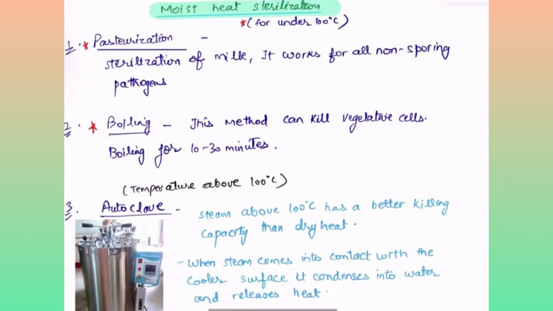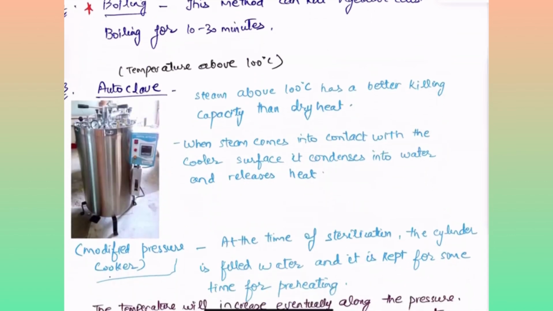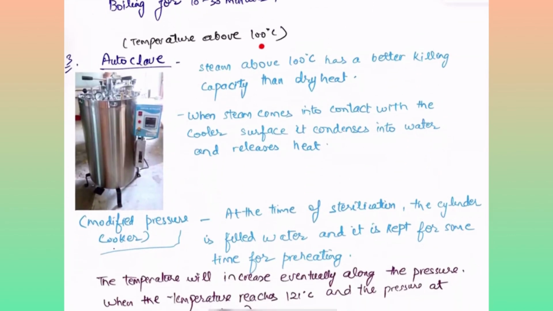First is pasteurization. Sterilization of milk. It works for all non-sporing pathogens. Second is boiling. This method can kill vegetative cells, with boiling for about 10 to 30 minutes. For temperatures above 100 degrees Celsius, the autoclave is used. This is the autoclave instrument.